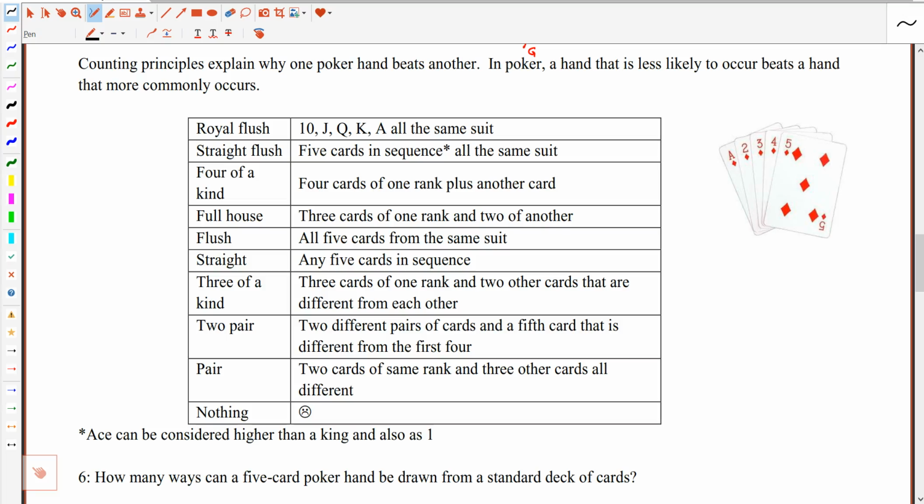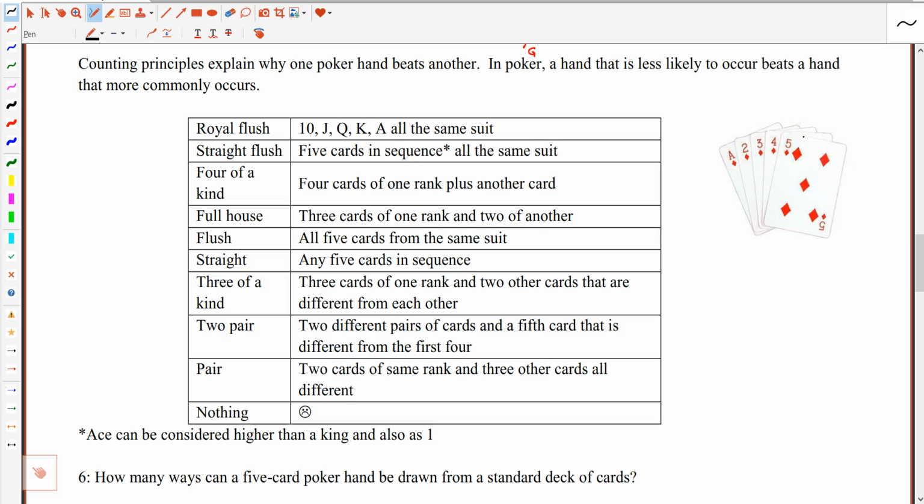So royal flush would be getting a 10, jack, queen, king, and ace, all of the same suit. Okay, so they would either all be diamonds, or they're all hearts, or something like that. A straight flush would be 5 cards in sequence, all of the same suit. This asterisk means that an ace can either be considered higher than a king, or it can also be a 1 and occur lower than the 2. So here is an example of a straight flush over here involving diamonds going from ace up to 5.